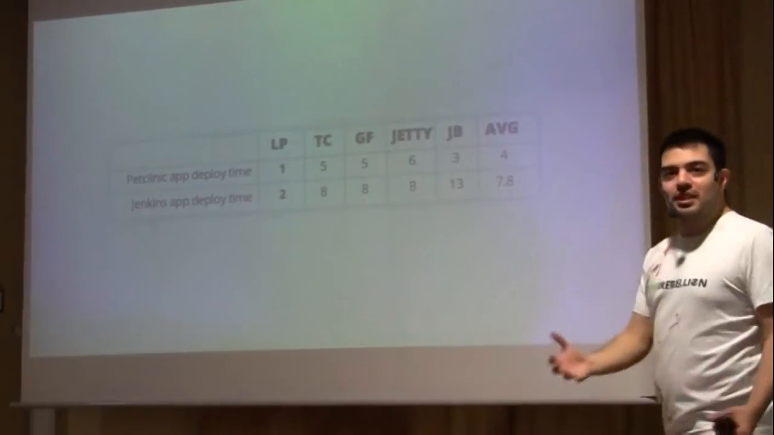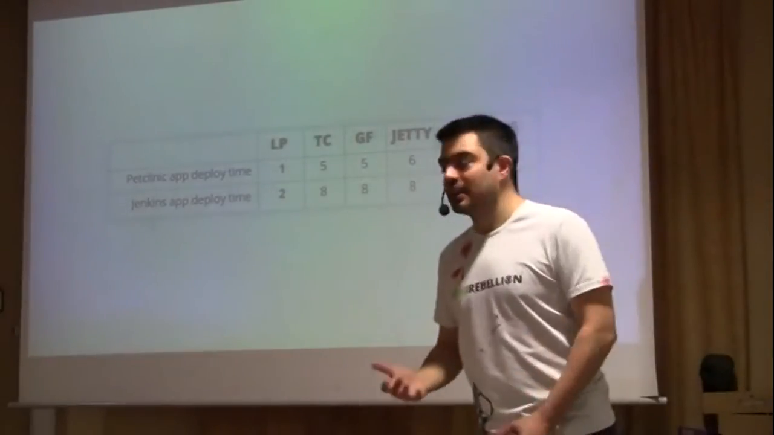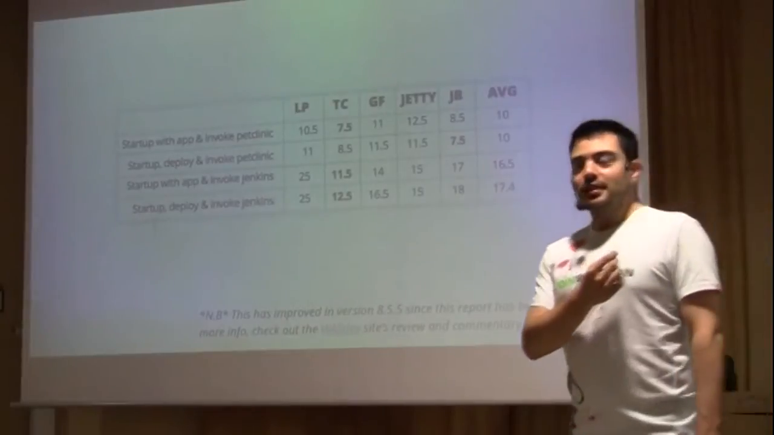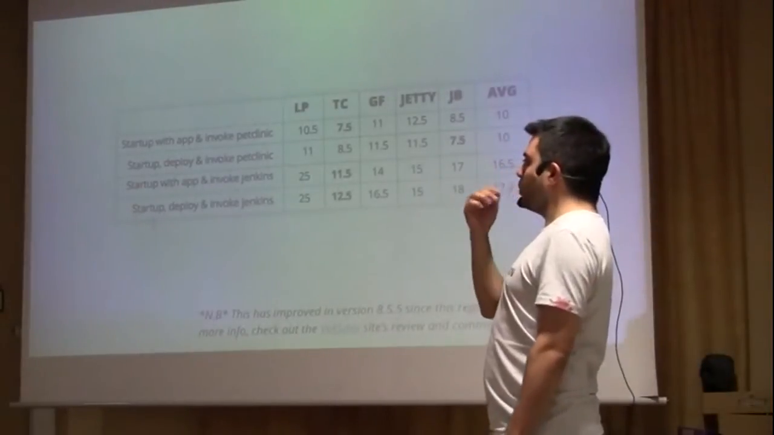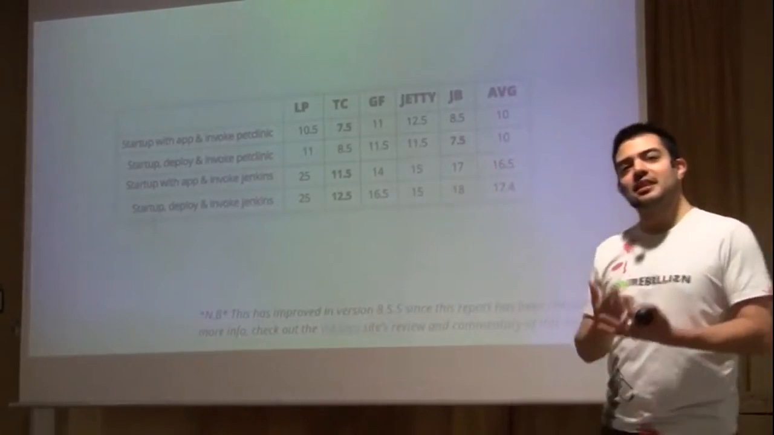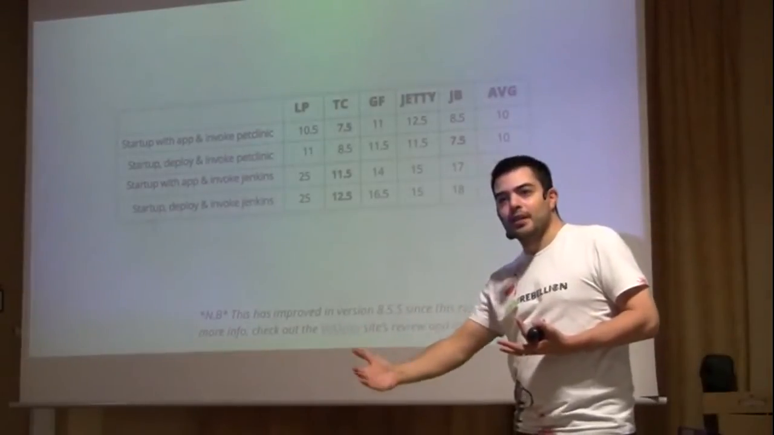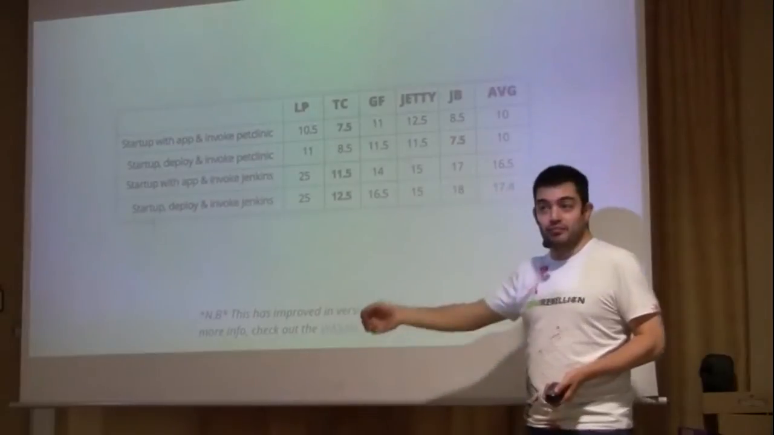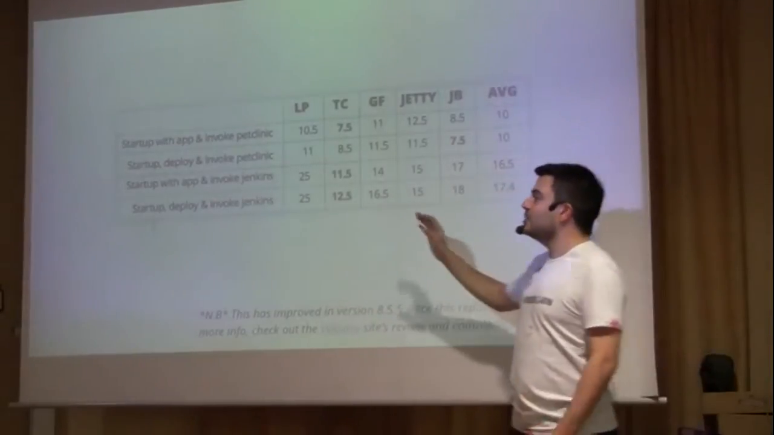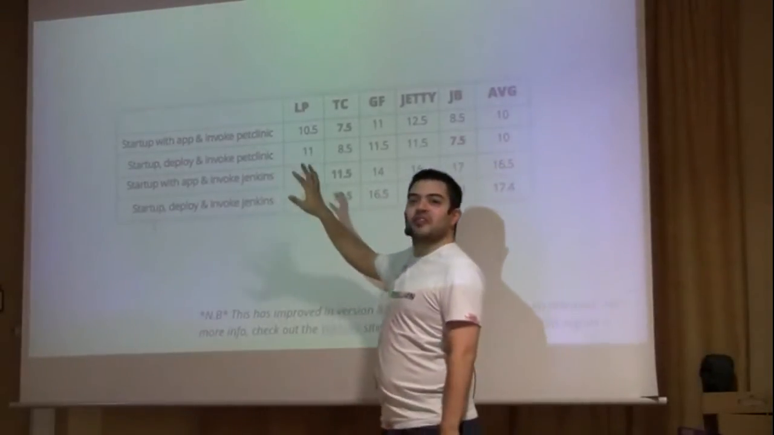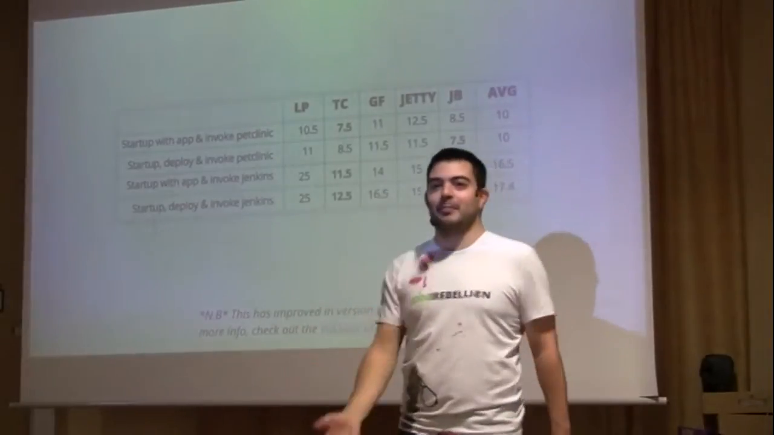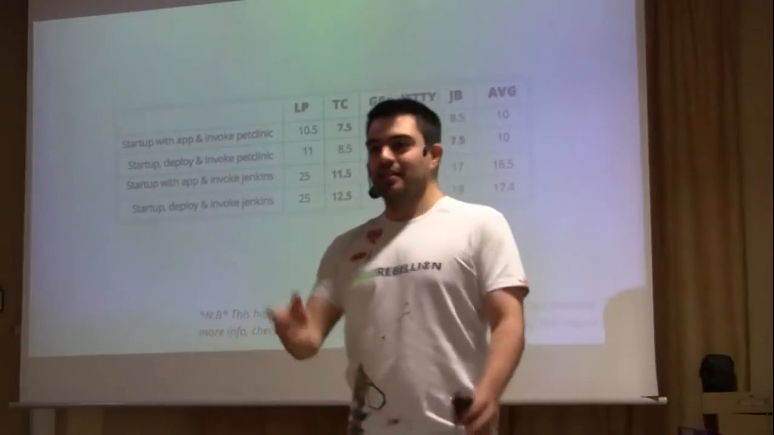Now why is this? What's the Liberty Profile doing that is so lightning fast? Well, it's a case of what they're not doing. What they're actually doing is lazy initialization. The reason they're so lightning fast on the previous tests is because they're doing their initialization on the first invocation, not when you actually deploy it. So when you deploy your application, it just sits there and goes, yeah, all right, I'll leave it there for later.